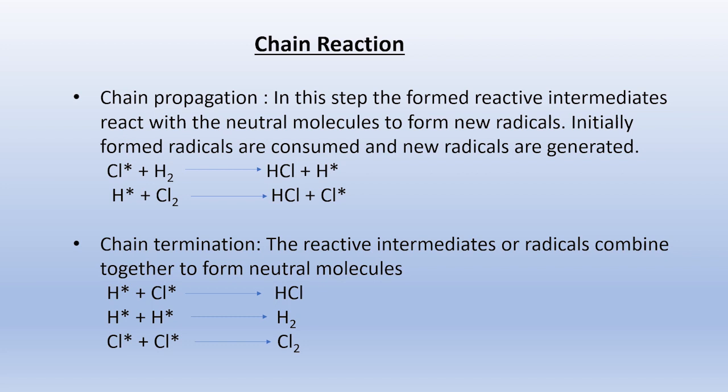We have three steps. The first step is chain initiation, where radicals are generated. The second step is chain propagation, where initially formed radicals are consumed and new radicals are generated which propagate the chain. And finally chain termination, where the radicals combine with each other to form neutral molecules.